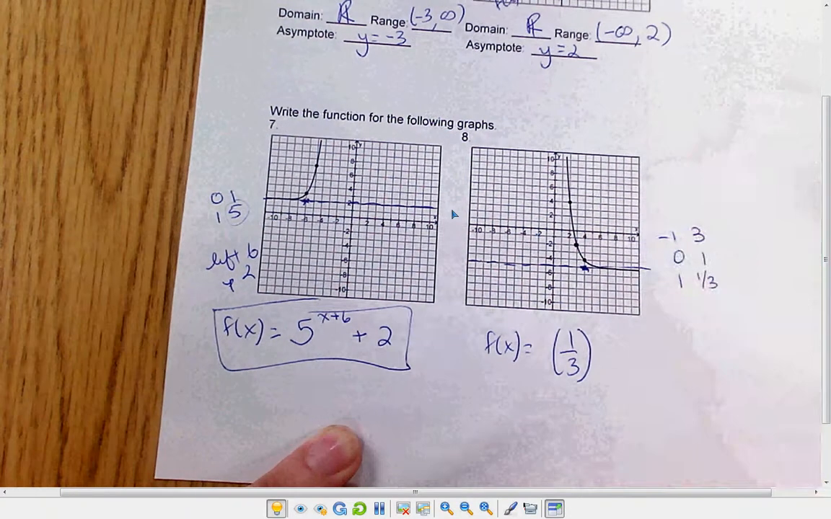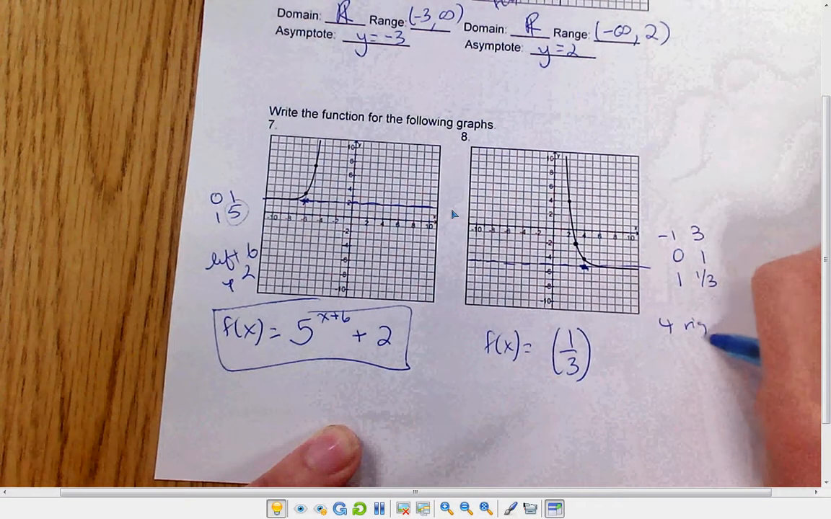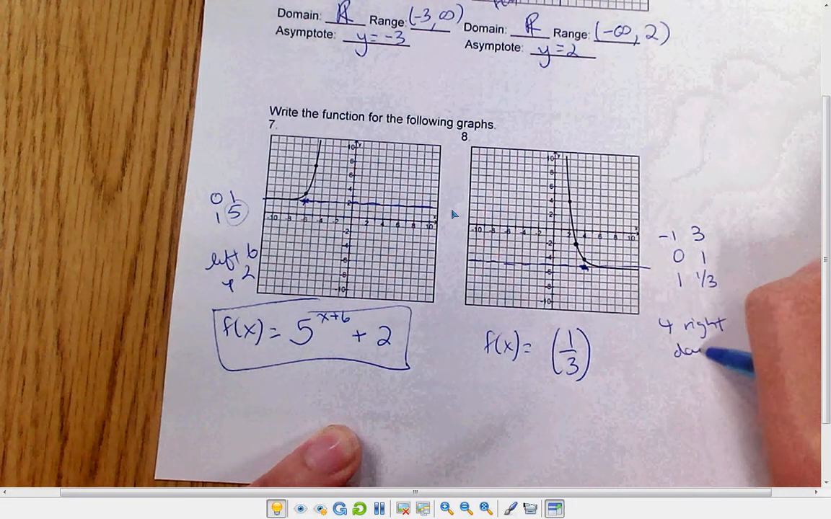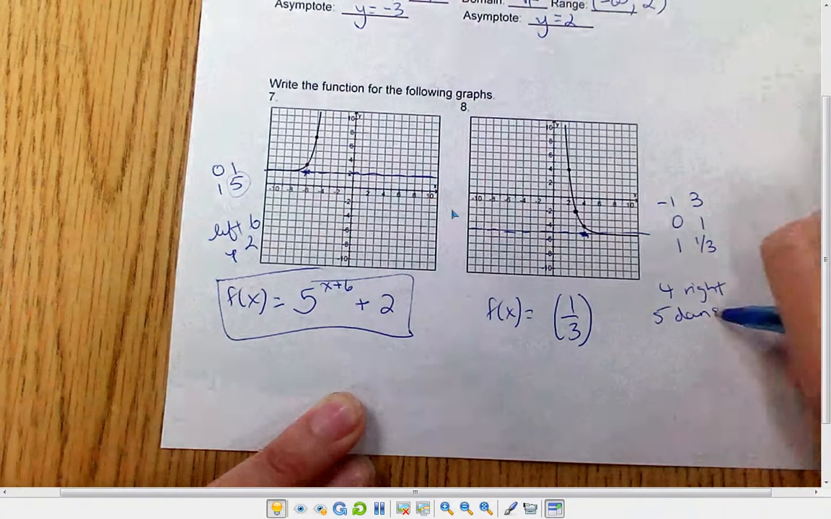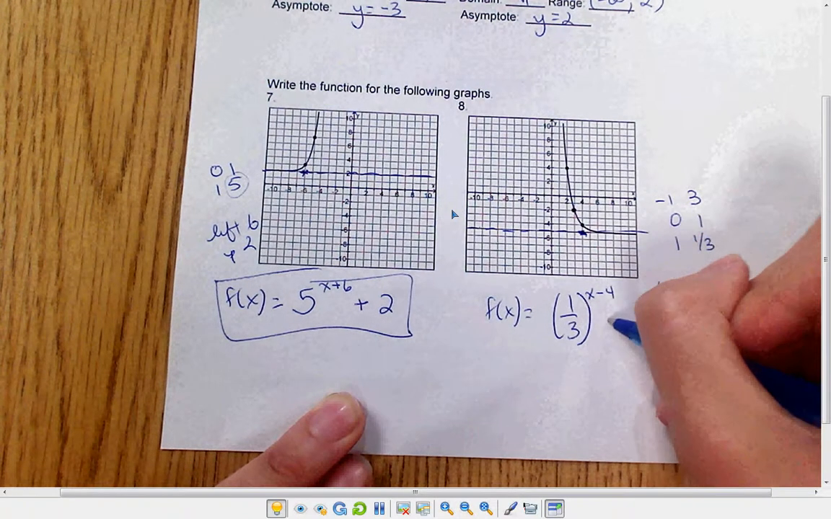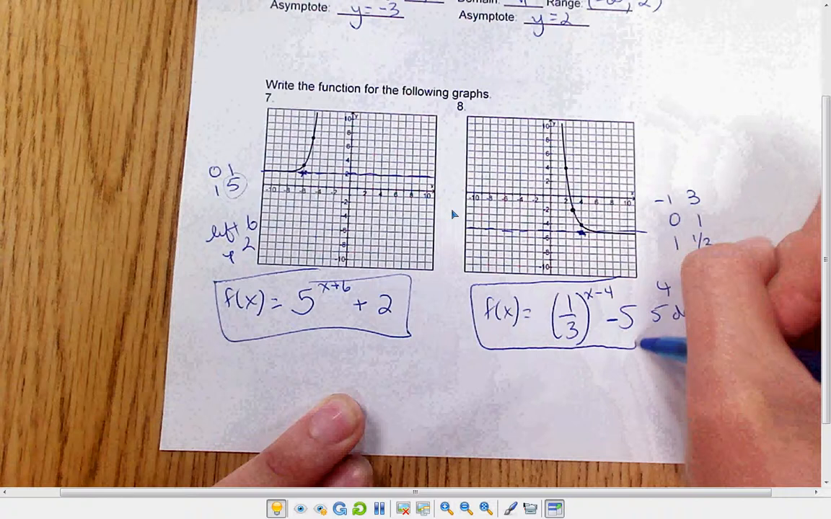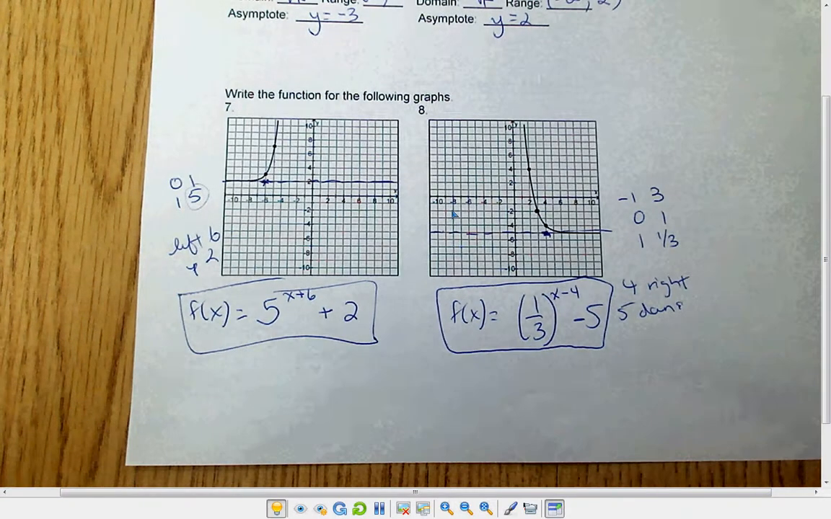Again, let's see how far this has shifted. It's moved 4 to the right, down 5. 4 to the right means this is going to be x minus 4. Down 5 means this is going to be a minus 5 on the outside. And this is my equation for this one.